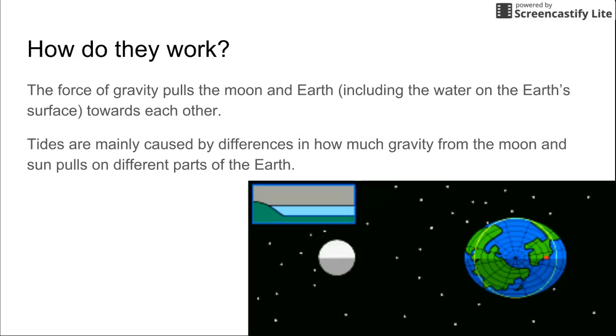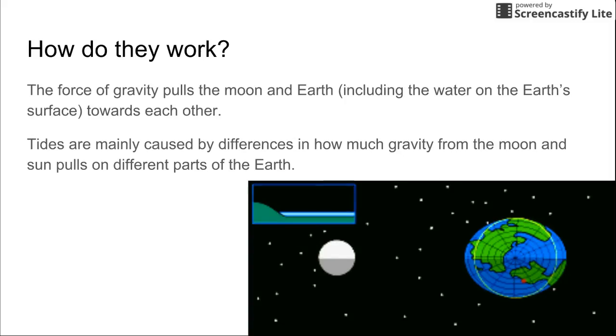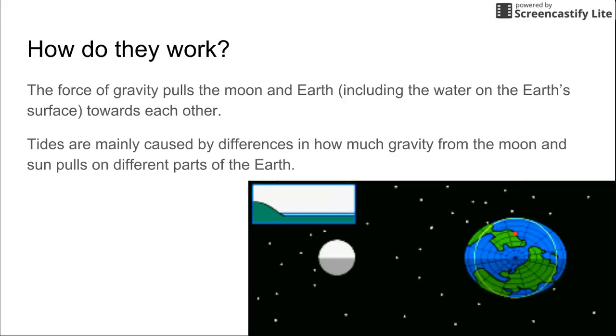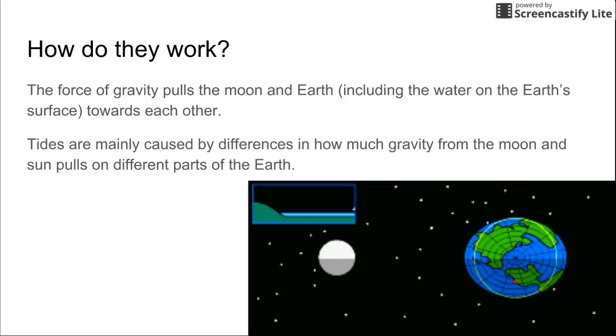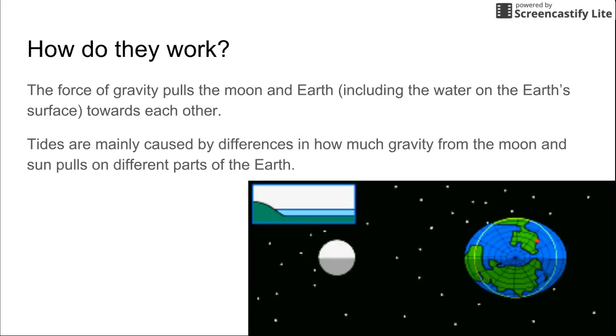How do they work? The force of gravity pulls the moon and Earth, including the water on the Earth's surface, towards each other. Tides are mainly caused by differences in how much gravity from the moon and sun pulls on different parts of the Earth. So you have the gravity from the moon and from the sun both pulling on the Earth, sometimes in the same direction, sometimes in opposite, and sometimes in adjacent. But all of these affect the tides and how drastic the high and the low tides are.